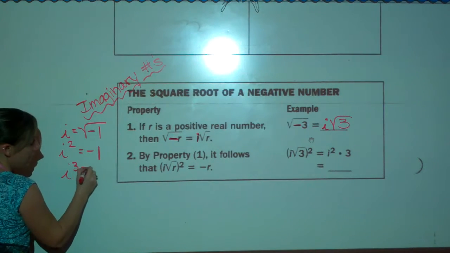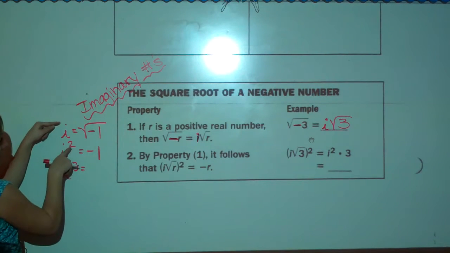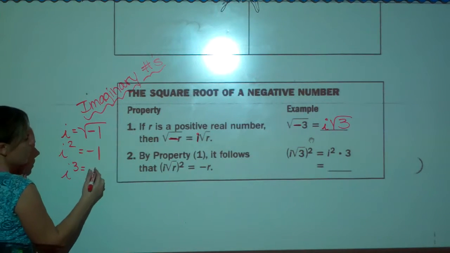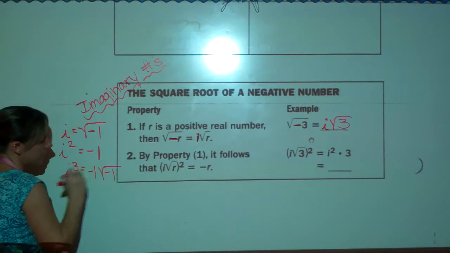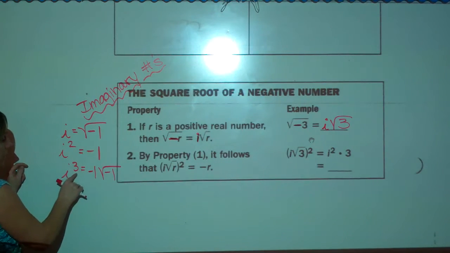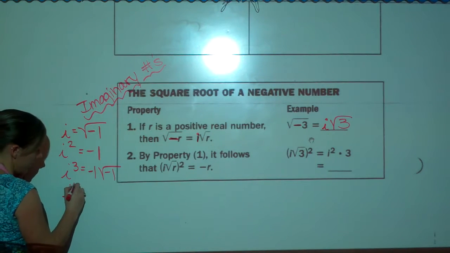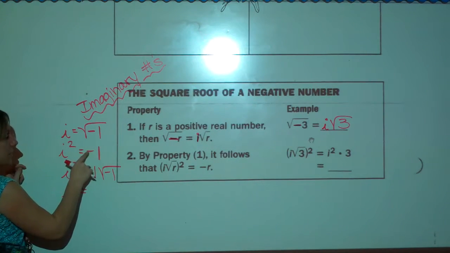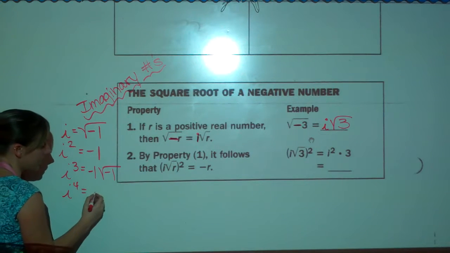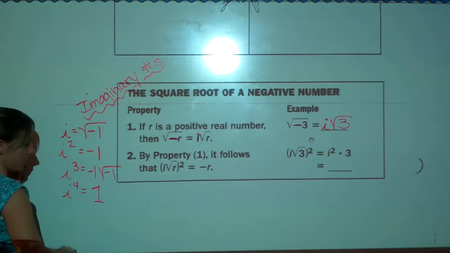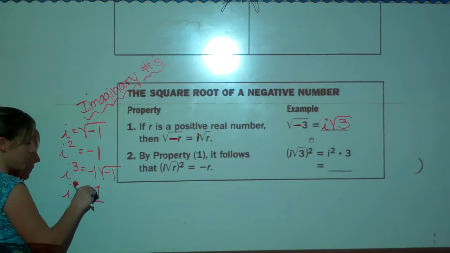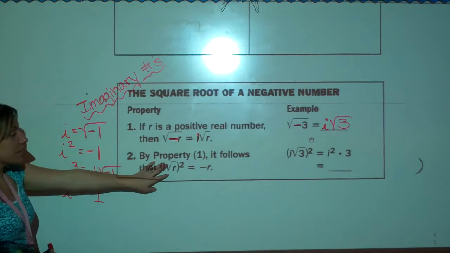i to the third has its own path. Now you've got 2 of these and 1 of those, so it's -1 times the negative square root of 1, because there's 3 of them, so it's this times this. And then i to the fourth just means you're multiplying 2 of these, so that's the number +1. And we're going to practice that later. We are going to practice it later, but that's what this is talking about.